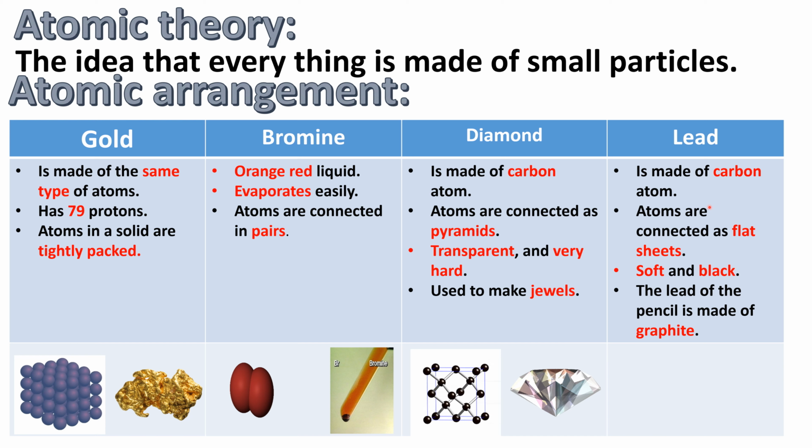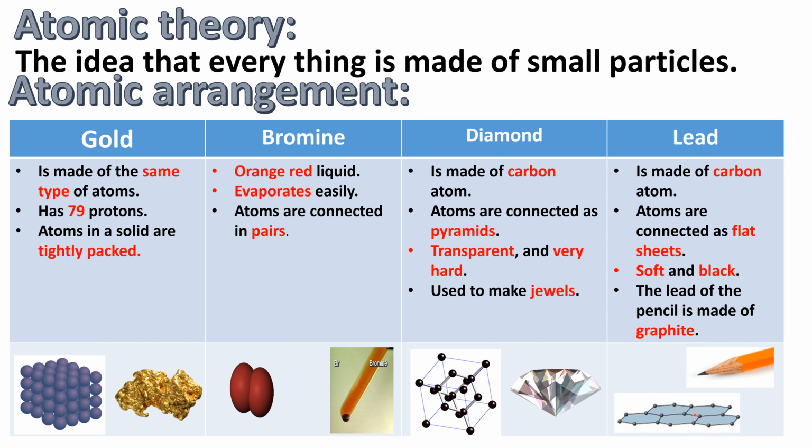Lead is made of carbon atoms, and the atoms are connected as flat sheets, soft and black. The lead of the pencil is made of graphite. The lead of the pencil is made of graphite, soft and black, and connected as flat sheets.